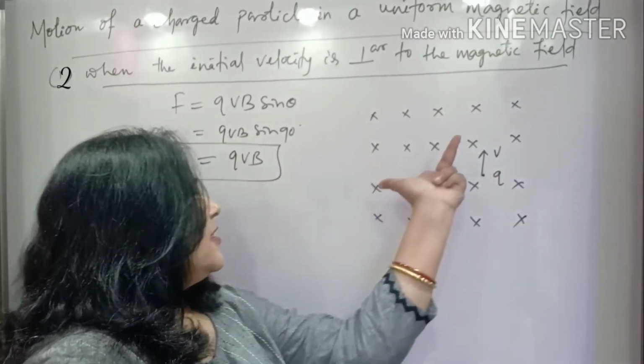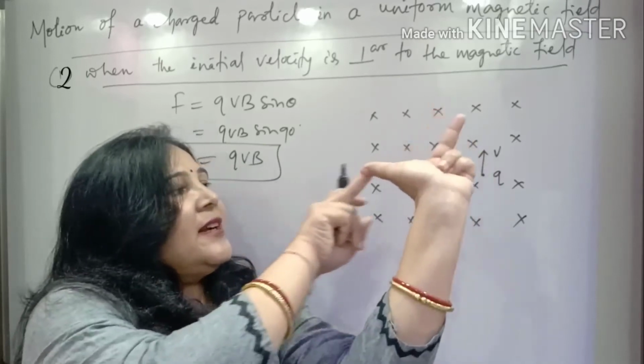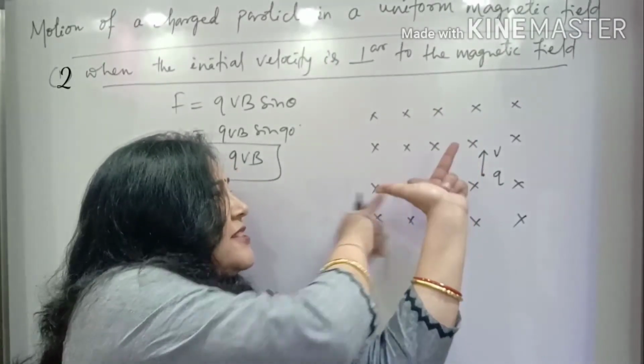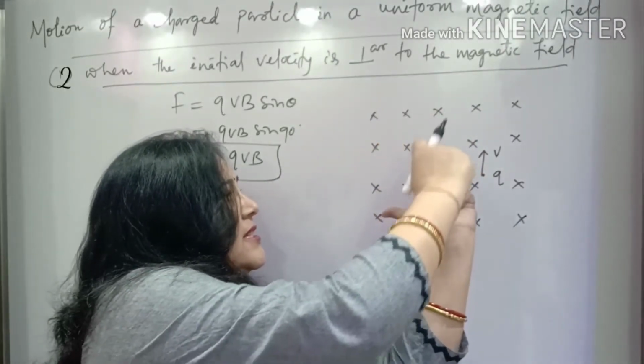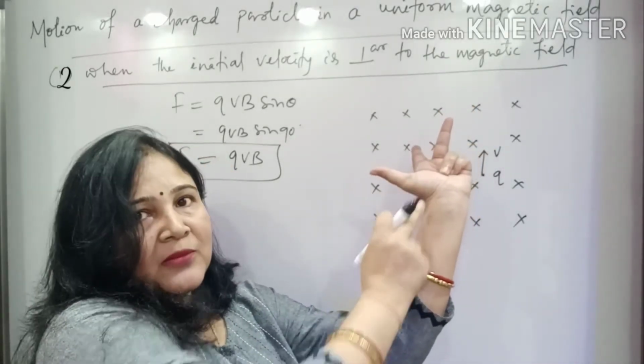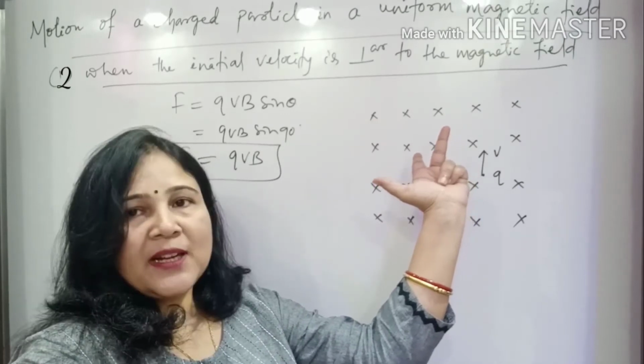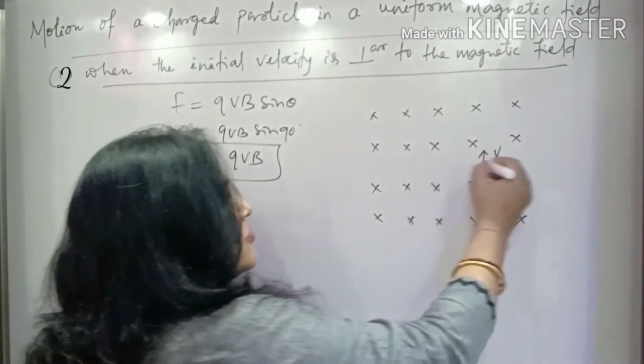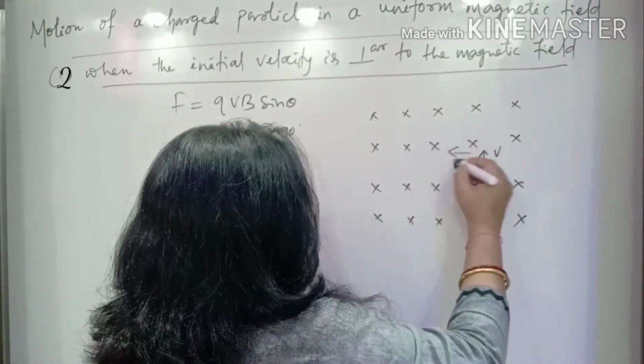So here I can show it this way. Now look, this is the magnetic field's direction, which is pointing inward. This is the direction of the current. Now the thumb is pointing in which direction? Towards my left. So that means the force will be towards the left. So this is the direction of the force.